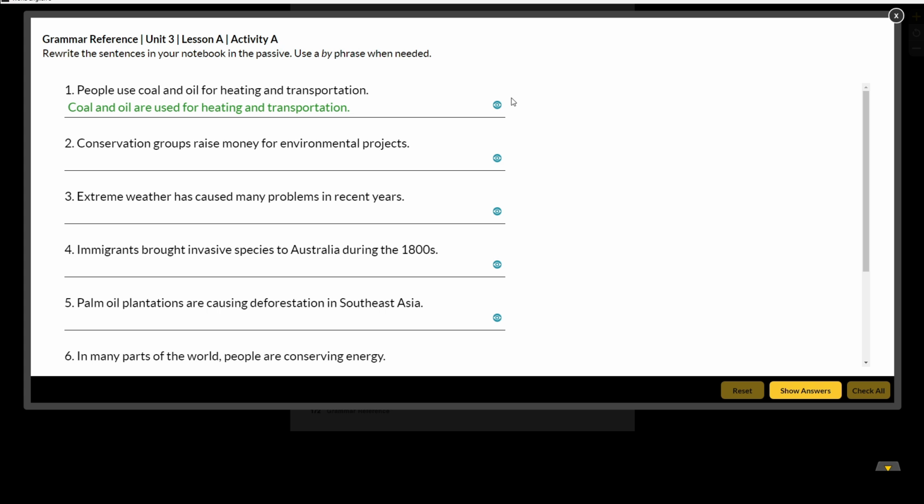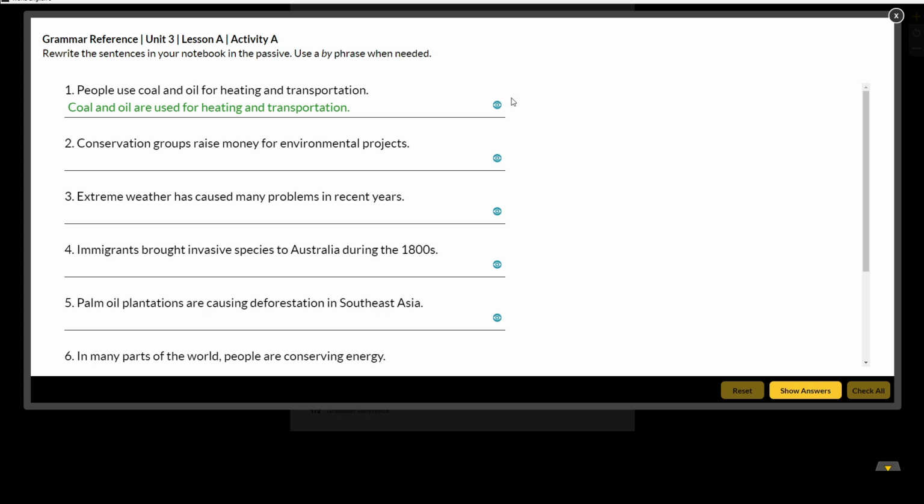Okay, I know that what I said does not match this, but it is correct. Coal and oil are used for heating and transportation. But yes, you can use by. Coal and oil are used by people for heating and transportation.